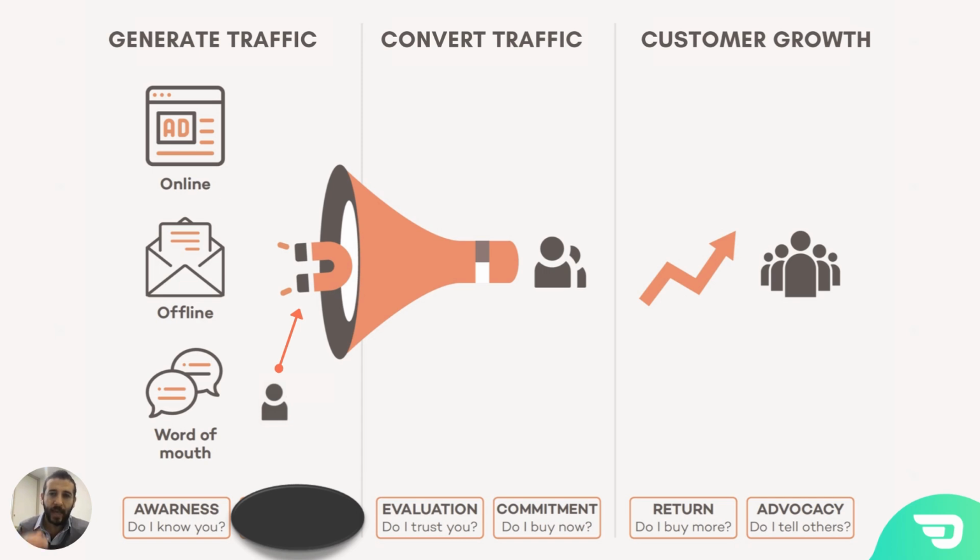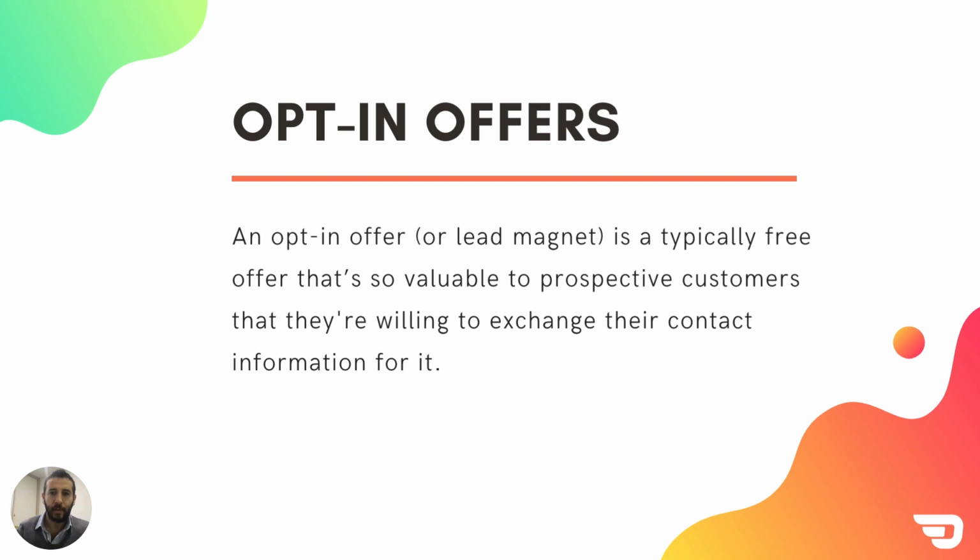And that's why smart businesses use a different strategy to attract and draw in potential customers. They're often called opt-in offers, or sometimes they're referred to as lead magnets, because like a magnet, they attract and draw prospects back into your sales funnel. But what exactly is an opt-in? Right? An opt-in offer or a lead magnet is a typically free offer that's so valuable to prospective customers that they're willing to exchange their contact information for it, even if they're not ready to buy right now.